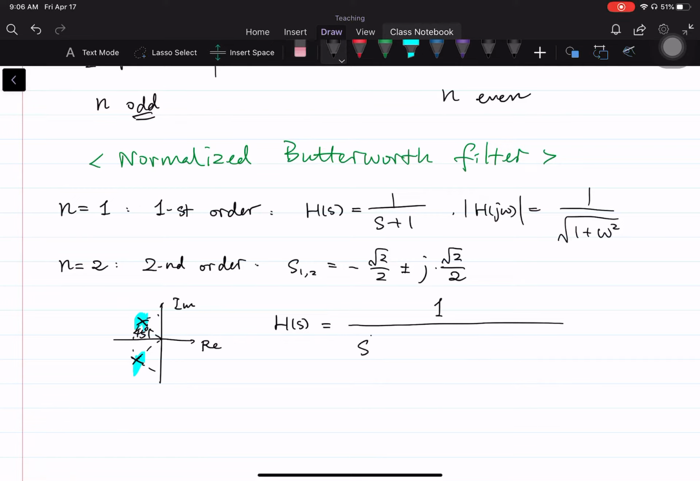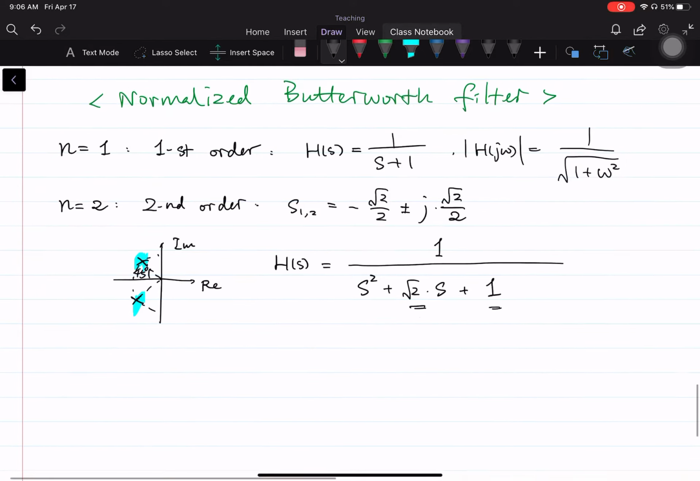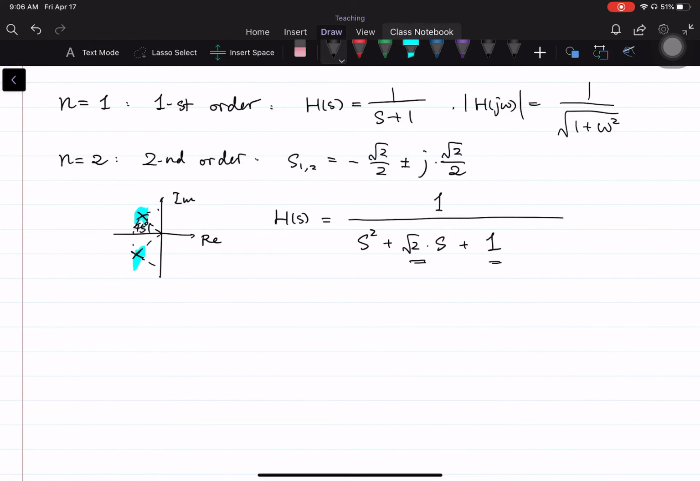And s squared plus square root of 2 times s plus 1. All right. So the sum of the two poles with a negative sign will become the coefficient in front of s. The product of the two poles will give you the constant term. So this is the property of the roots of the quadratic equation. And if you just plug in the two roots, you'll have the exact same characteristic polynomial.